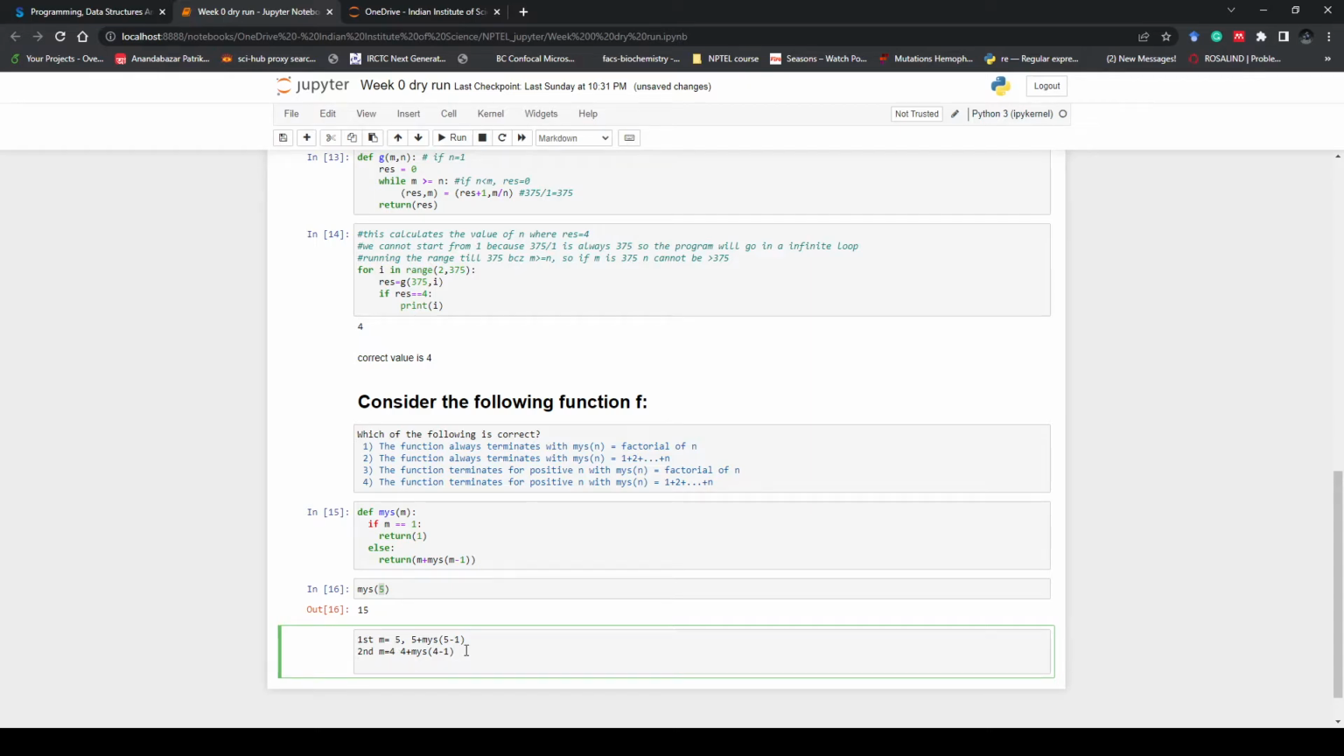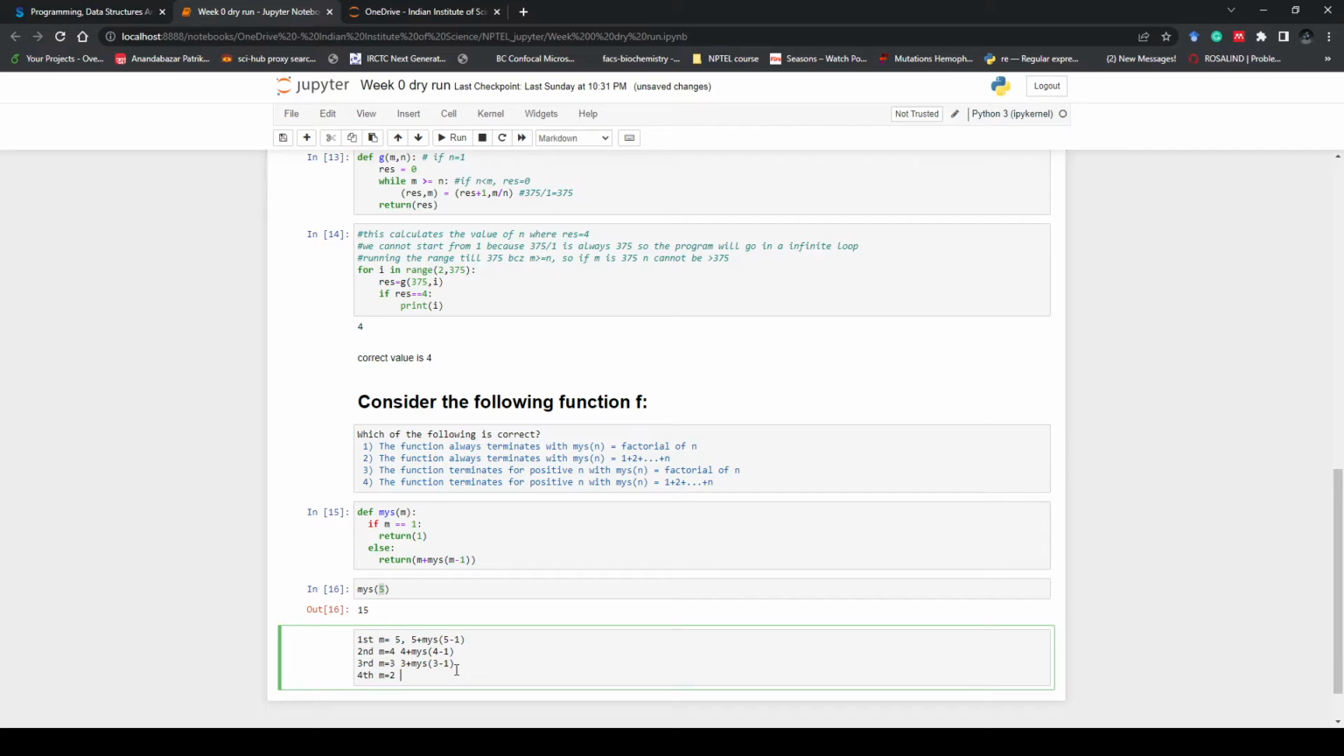Now the third time, it will call m is equal to 3. So again the function will be 3 plus mys of 3 minus 1, and at the fourth time it will again call m is equal to 4, sorry, m is equal to m minus 2.